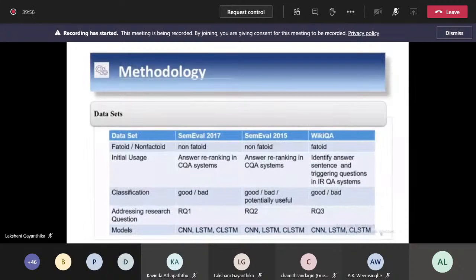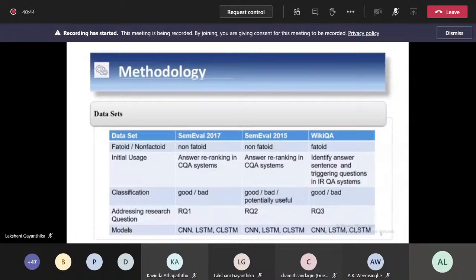When talking about datasets, we have used 2 non-factoid datasets and 1 factoid dataset. SemEval 2017 and SemEval 2015 are non-factoid datasets which were initially created to re-rank answers in CQA systems, and WikiQA is a factoid dataset which was initially created to identify answer sentences and trigger questions in IRQA systems. Although they were created for different purposes by different researchers, the answers of these datasets have categorizations such as good, bad, or potentially useful, so that we could use them in our research.